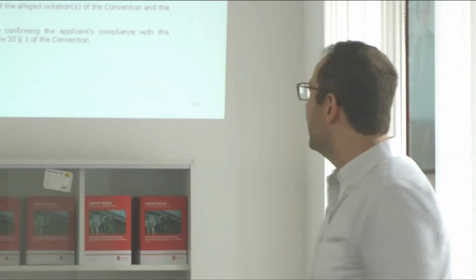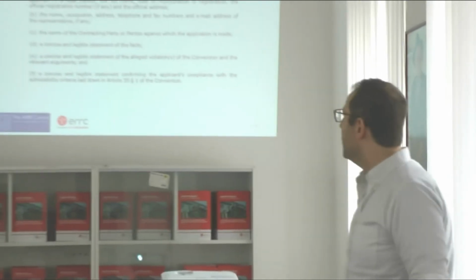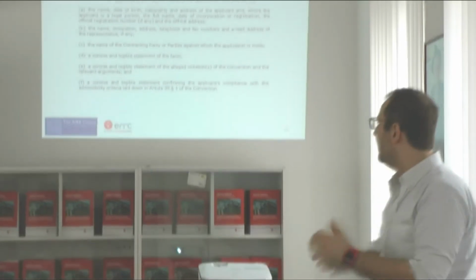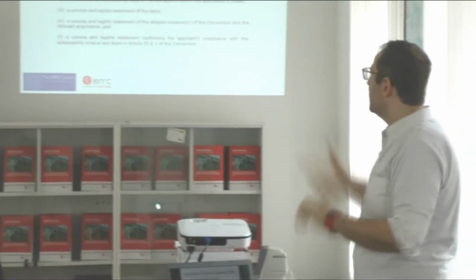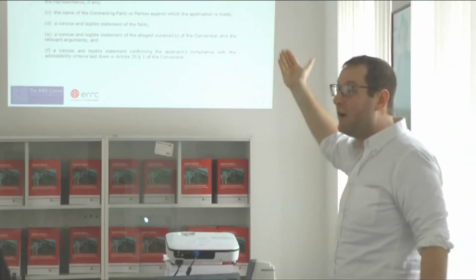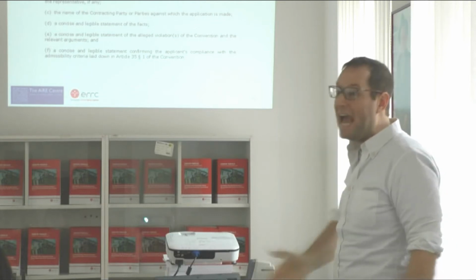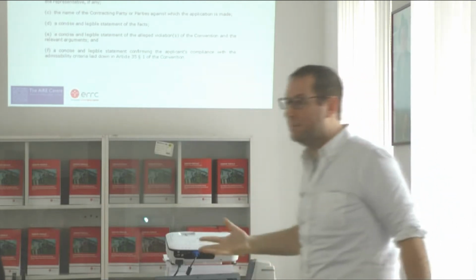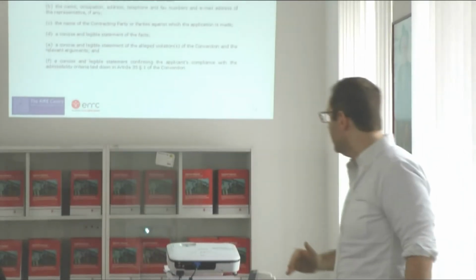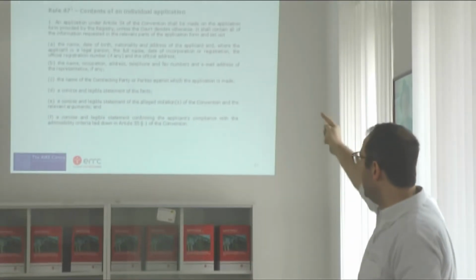So I've been hinting at new Rule 47. From the 1st of January 2014, the court introduced a new rule which deals with the contents of an application. So an application must be made on the form provided by the registry. You cannot send in your own application just on some piece of A4 paper. You have to use the form, which we'll look at briefly in a moment. And it needs to contain all of this information.